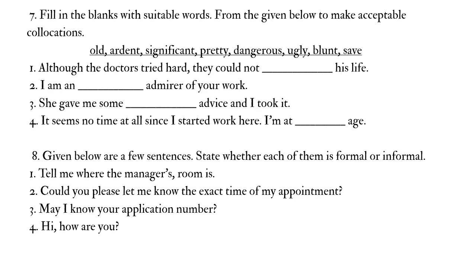The seventh question is: fill in the blanks with suitable words from the box given below to make acceptable collocations. This is from unit 1 and it also tests your knowledge of vocabulary. Some of the words are underlined here, and in the examination you may get these words in the box. The words are: old, ardent, significant, pretty, dangerous, ugly, blunt, safe. You have to pick these words according to the need.